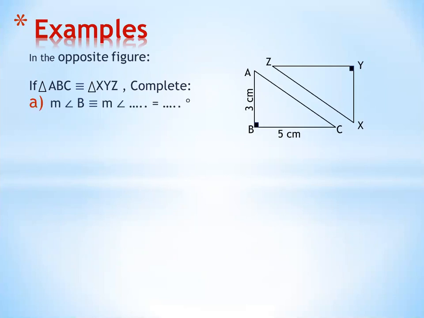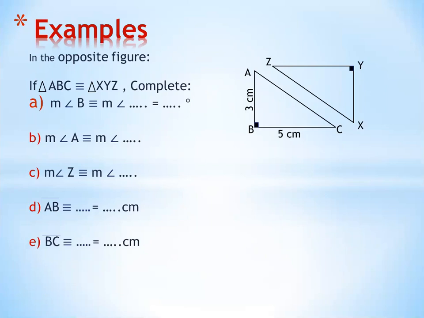Measure of angle B is congruent to measure of angle what? And equal what degree? Measure of angle A is congruent to measure of angle what? Measure of angle Z is congruent to measure of angle what? AB is congruent to what and equal what centimeter? BC is congruent to what and equal what centimeter?